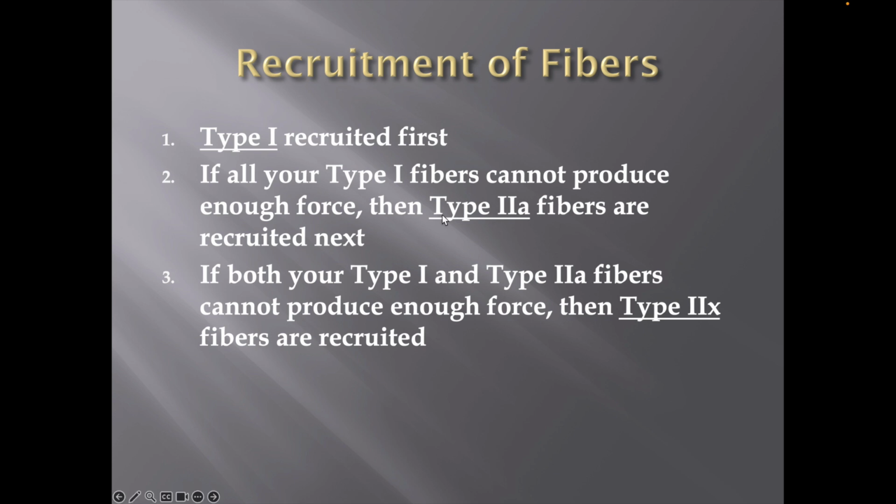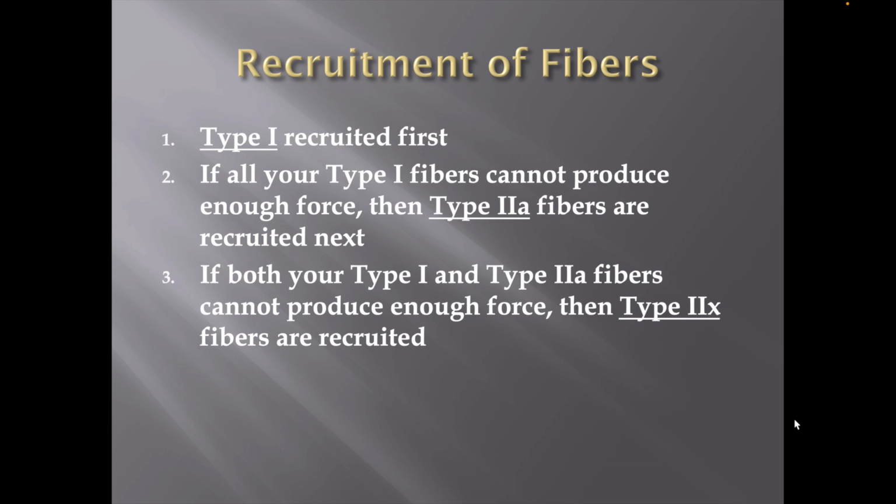Okay? Now, if type 1 and type 2A are not enough to produce enough force, then and only then are your biggest, largest, fastest moving muscle fibers recruited. Those again would be your type 2X muscle fibers. So let's give an example of this. Let's say, for example, you've got a weightlifter and they are squatting 500 pounds. And this is a very heavy weight for the person who's squatting 500 pounds.